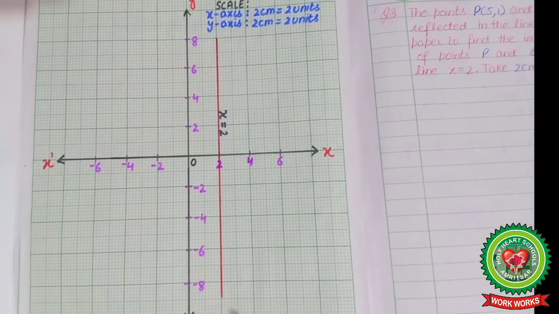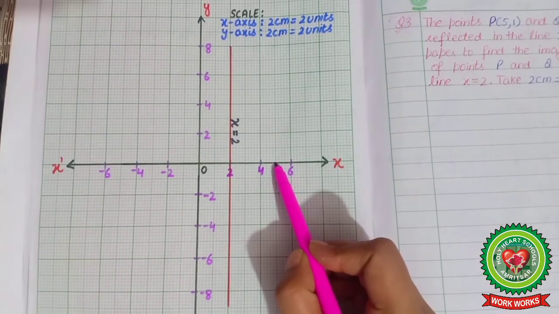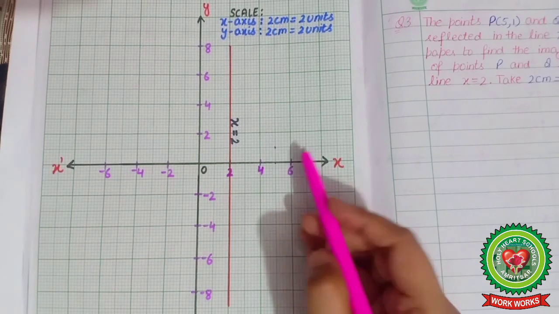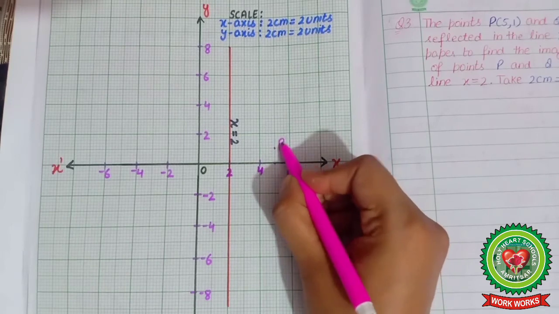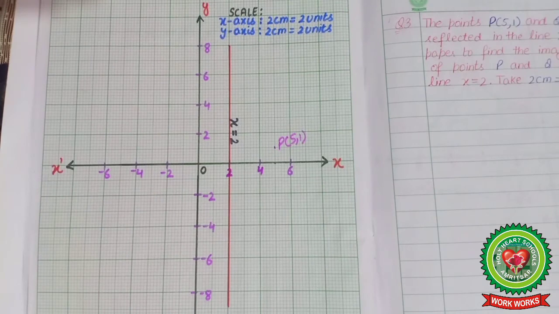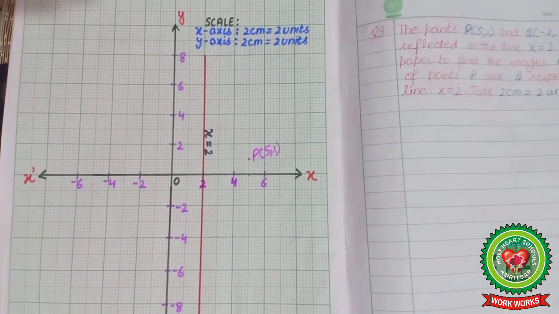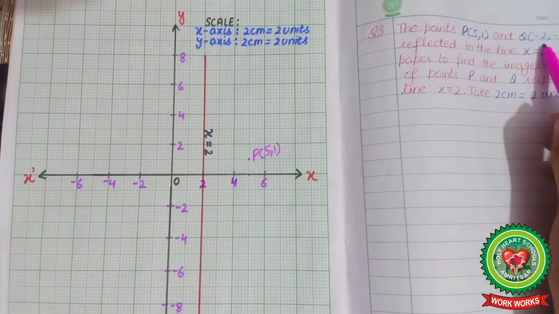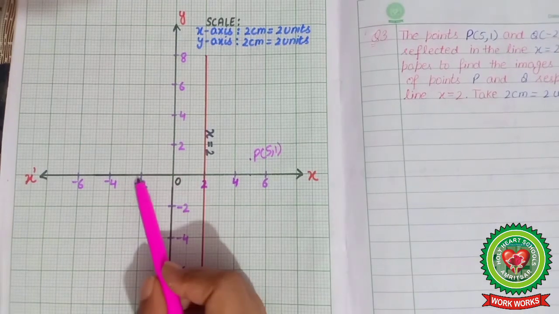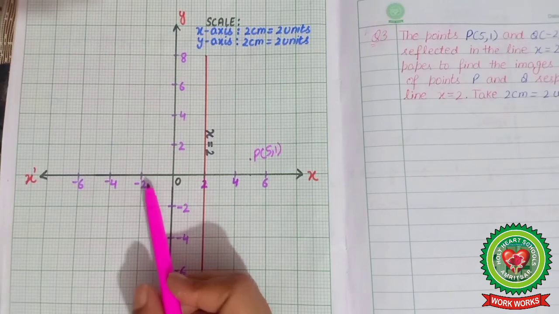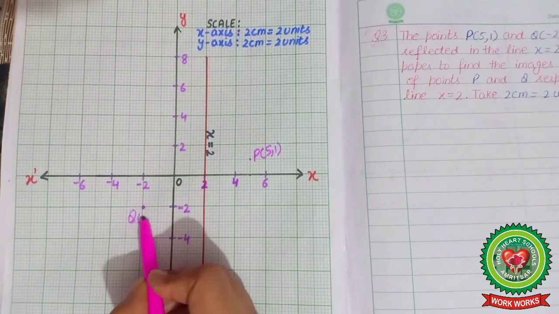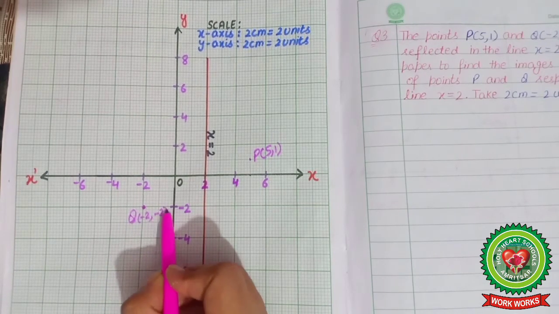Now the points are given to us. This is 5 on the x-axis and 1 on the y-axis, so this is the point P (5, 1). The next point is Q (-2, -2) given here. So here -2, -2, and this is the point Q (-2, -2).